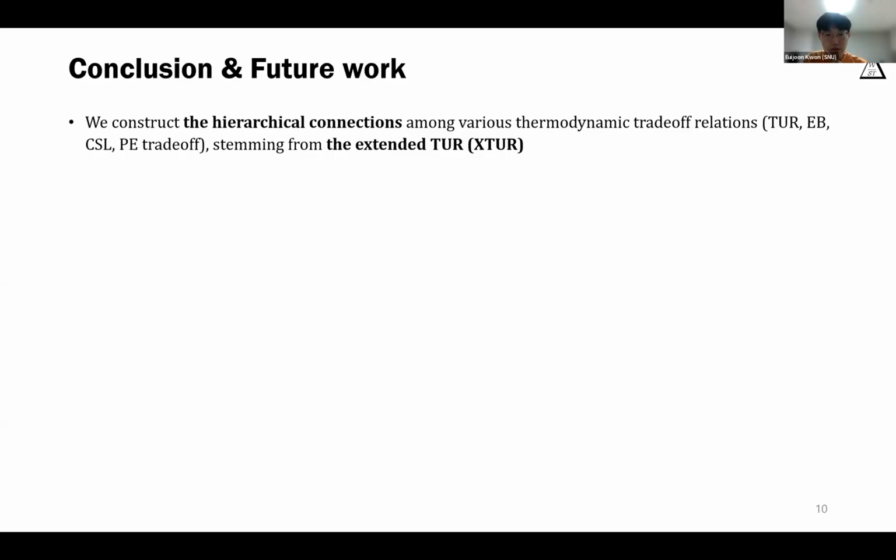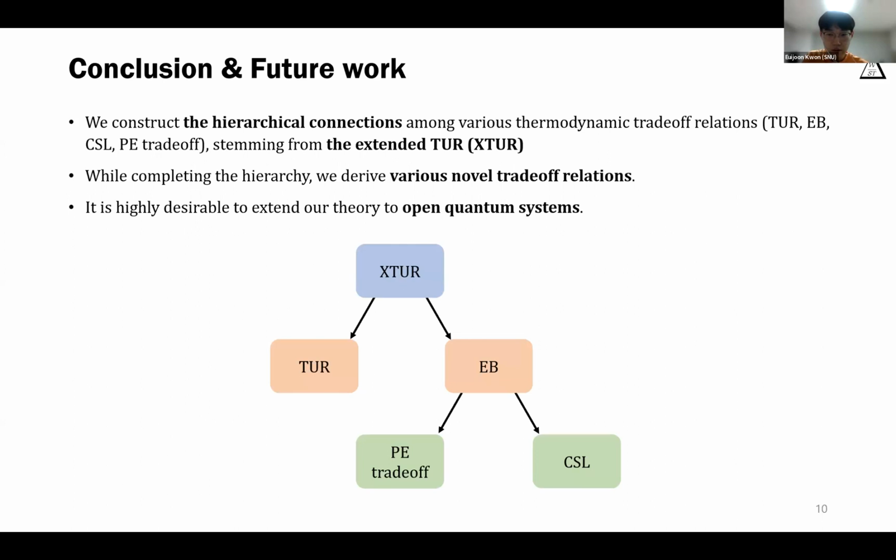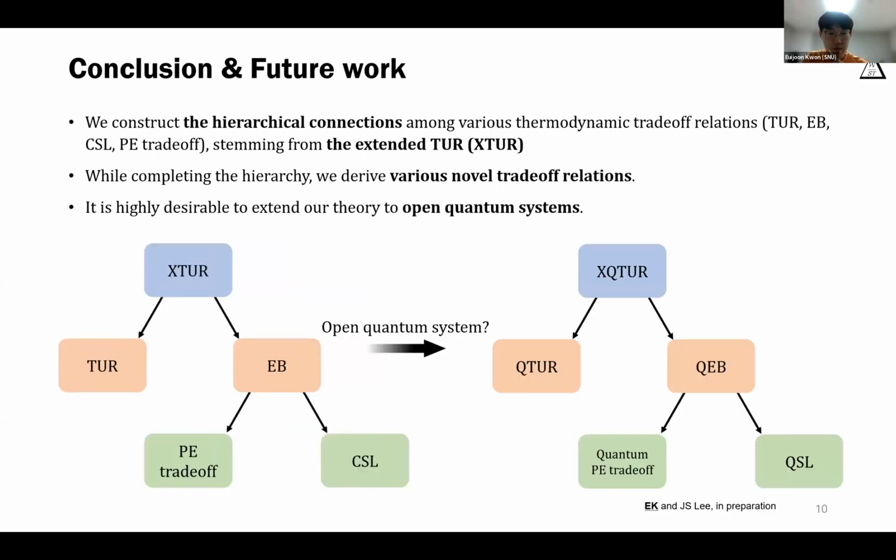To summarize, we construct a hierarchy among various thermodynamic trade-offs, where they stem from the extension of the TUR. We find new trade-offs, especially a generalization of the speed limit. And we are now extending our theory to open quantum systems.